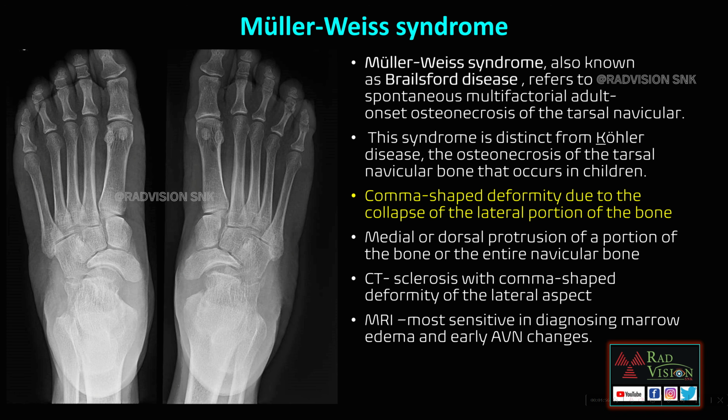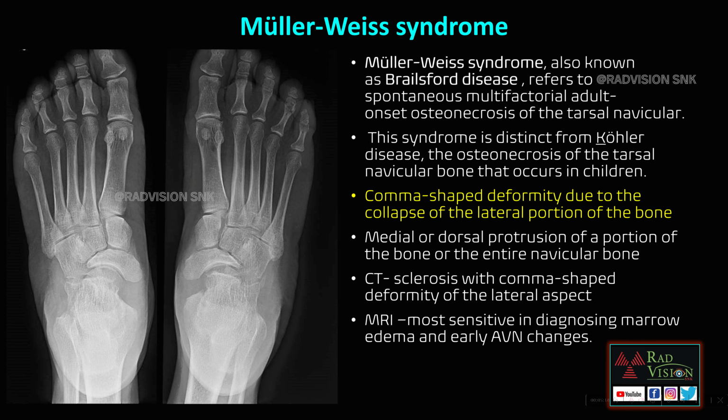So whenever you see this type of comma shaped deformity of the navicular bone with sclerosis and even medial or dorsal protrusion, definitely suspect Mueller-Weiss syndrome. Mueller-Weiss syndrome is nothing but osteonecrosis of the navicular bone, and this syndrome is distinct from Kohler disease, which is nothing but osteonecrosis of the tarsal navicular bone that occurs in children.